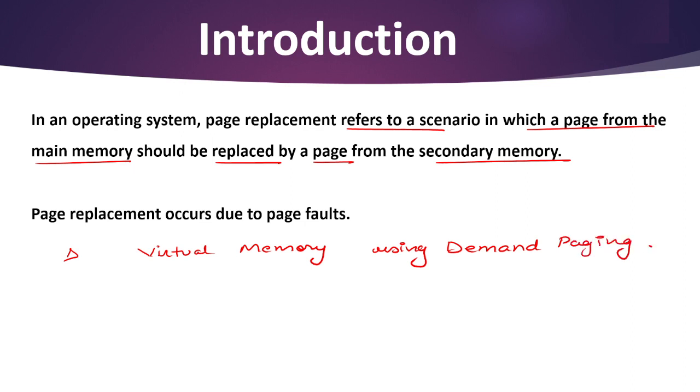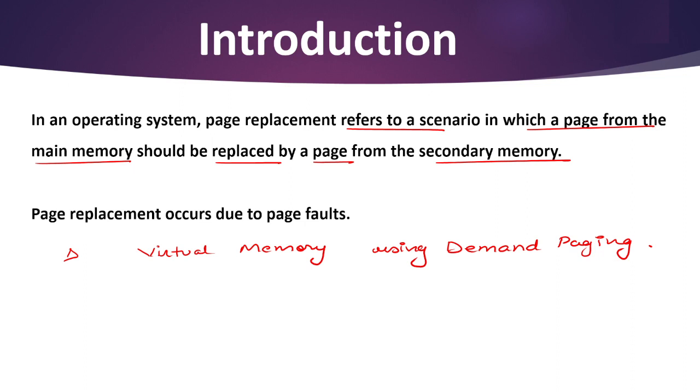Okay, as we all know, in demand paging, what happens? Only a set of pages of a process is loaded into the memory, and this is done so that we can have more processes in the memory at the same time. So that's why we always need page replacement algorithms.